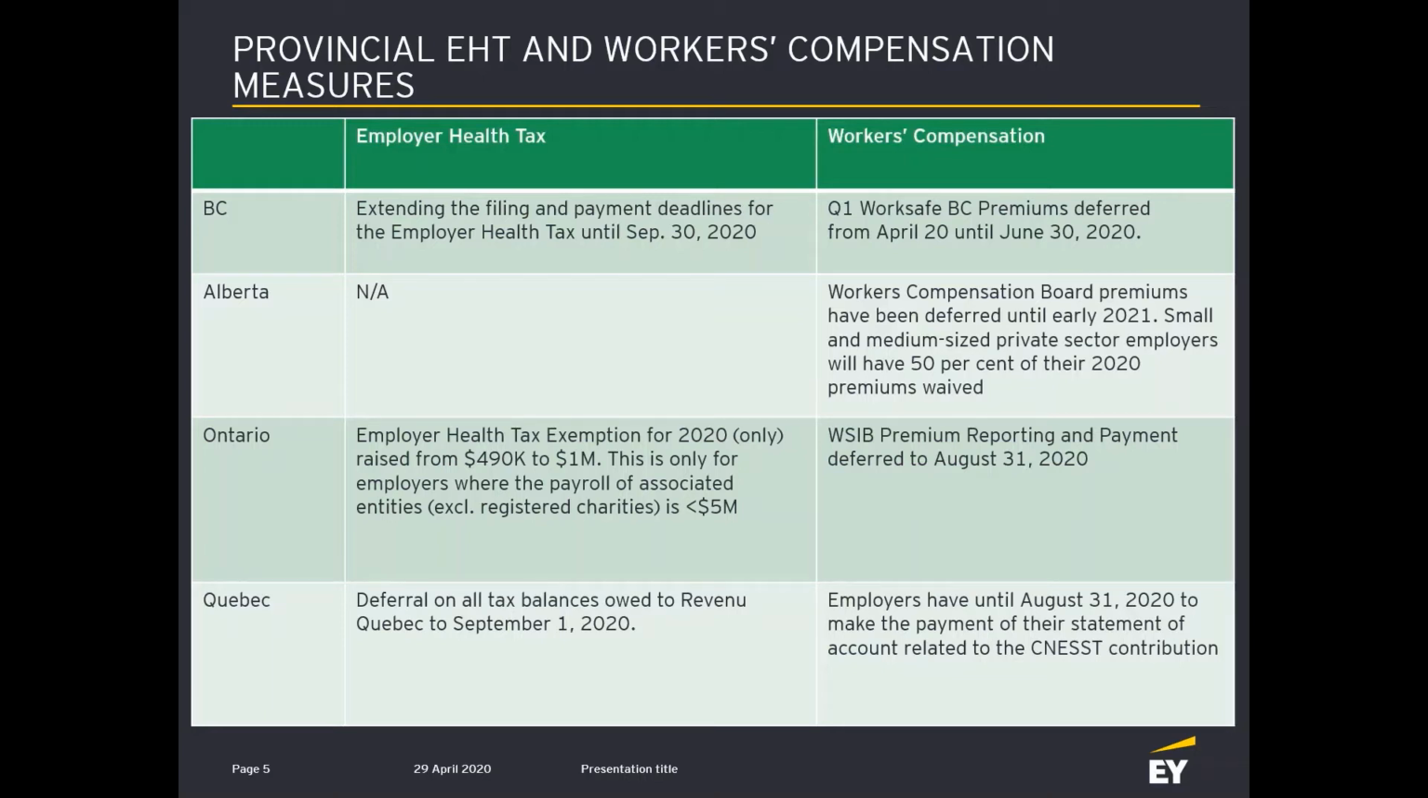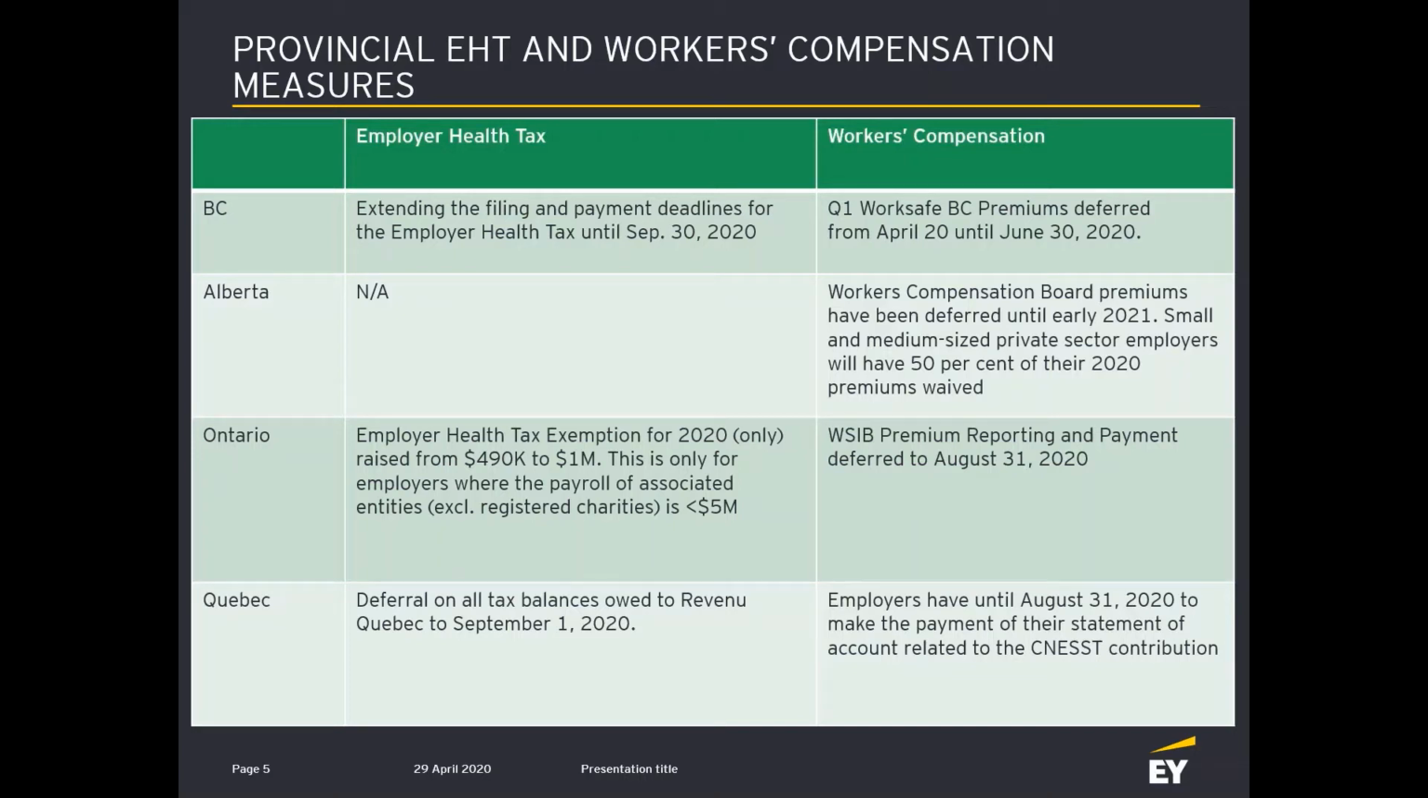remuneration under $1 million. The other thing which is significant is that the deadline for EHT remittances, typically it's due every month, but for payments due after March 18th, that deadline is now being deferred until the payments have to be made before September 1st, right? So there's a bit of a deferral over there.